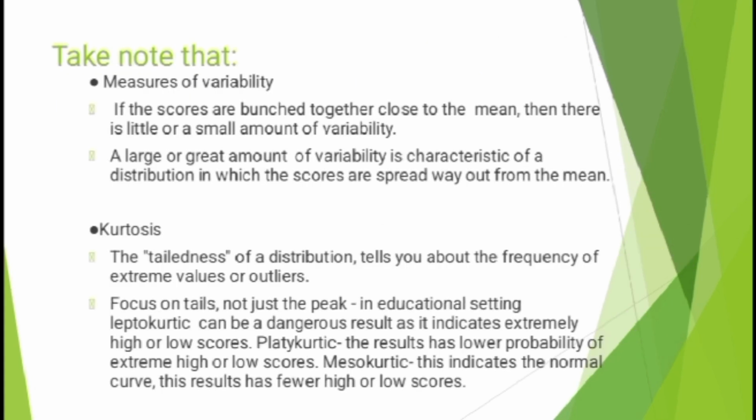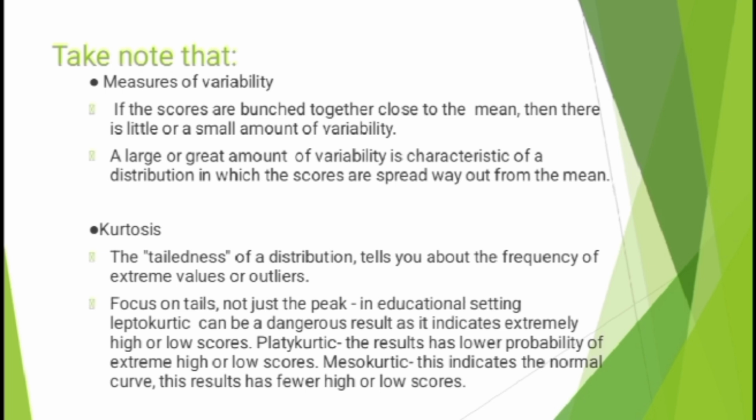As our discussion ends, always remember that in measures of variability, if the scores are bunched together close to the mean, then there is a little or small amount of variability. A large or great amount of variability is a characteristic of distribution in which the scores are spread way out from the mean. And in kurtosis, the tailedness of distribution tells you about the frequency of extreme values or outliers.